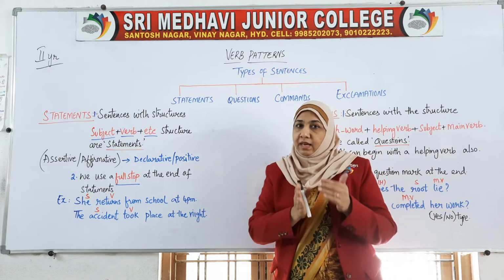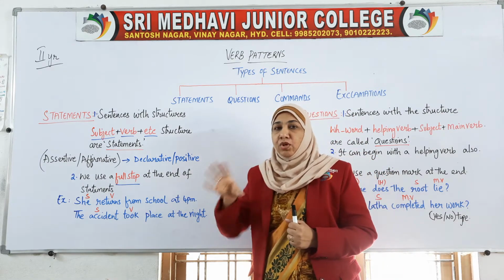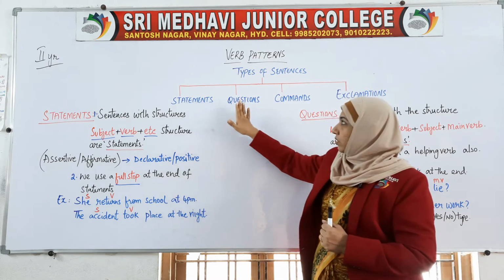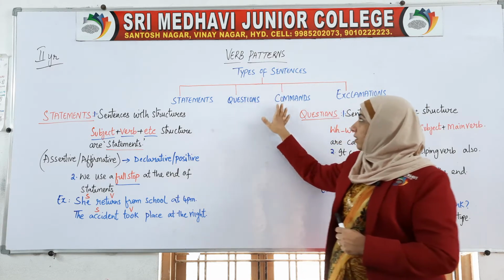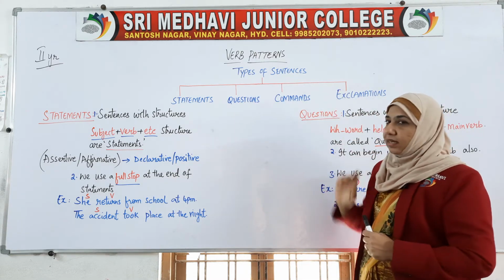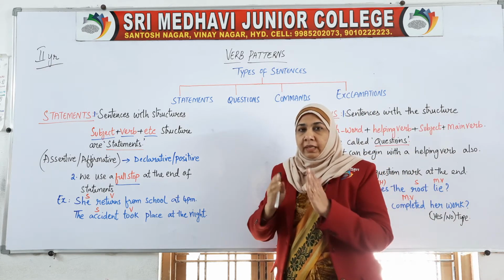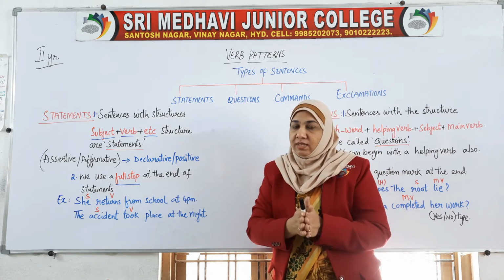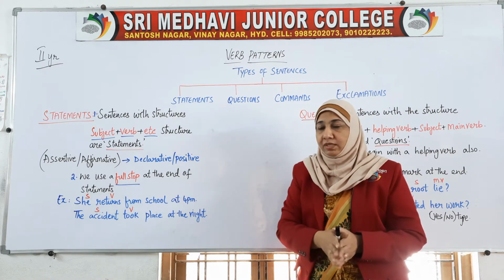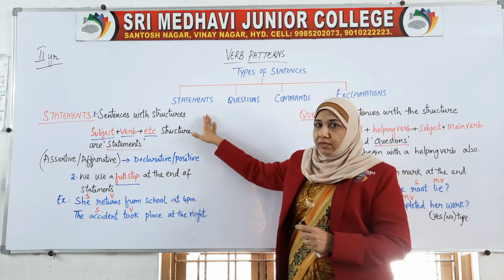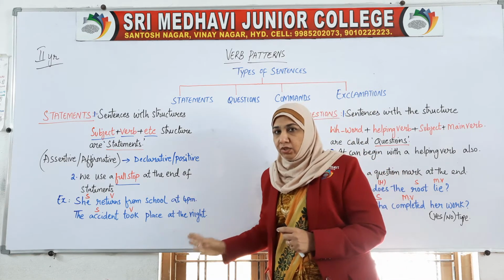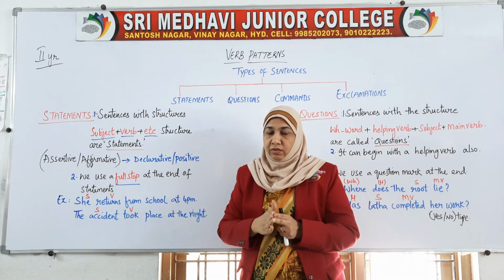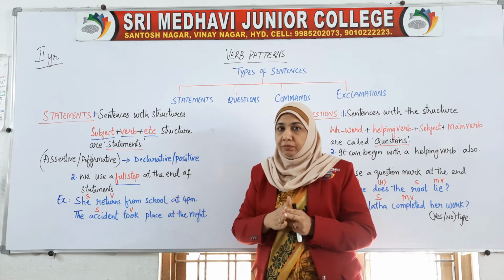And there are types of sentences which can be given to you. First is statements, second is questions, the third is commands, and the fourth is exclamations. The sentences are divided into four: statements, questions, commands and exclamations. What are statements?